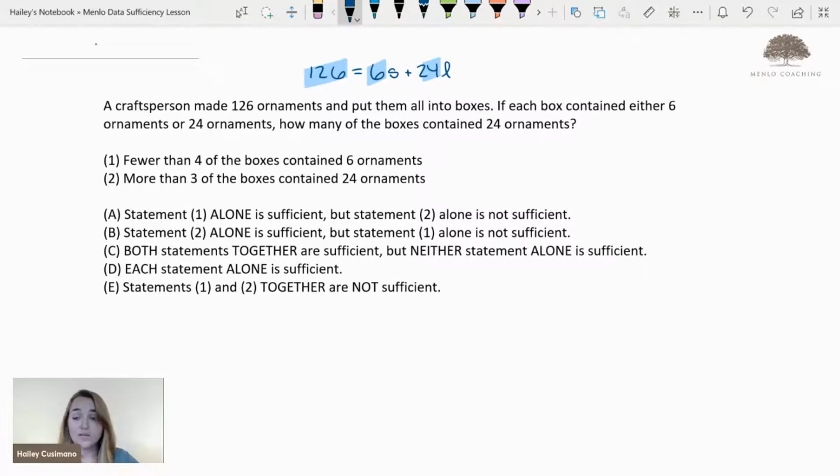Because again, the more that we can whittle this down into its easiest workable terms, the easier our analysis of our statements is going to be. So 126, 6, and 24, those are all multiples of 6. I can divide both sides of my equation, getting me to 21 is equal to S plus 4L.